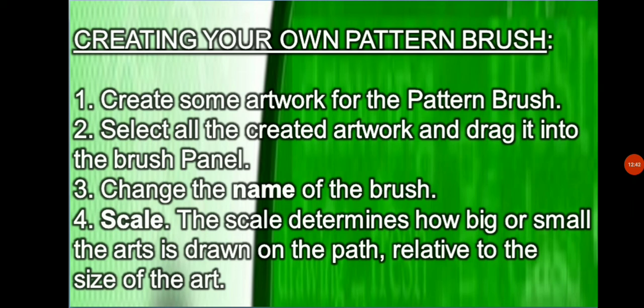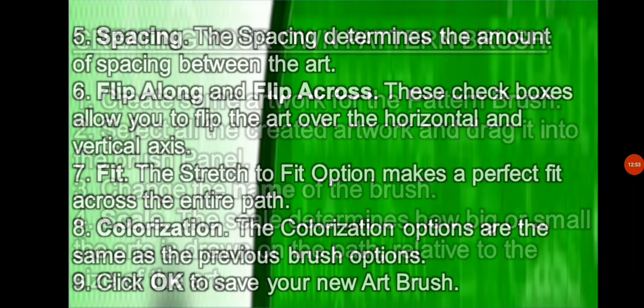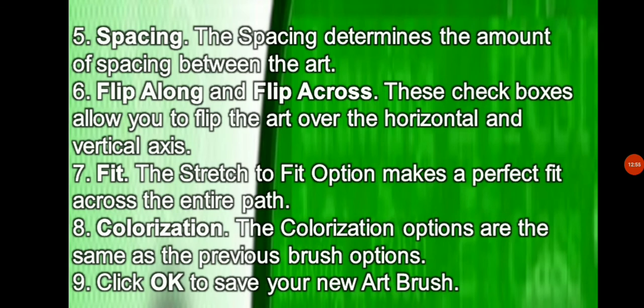4, scale. The scale determines how big or small the art is drawn on the path relative to the size of the art. 5, spacing. The spacing determines the amount of spacing between the art. 6, flip along and flip across. These check boxes allow you to flip the art over the horizontal and vertical axis.